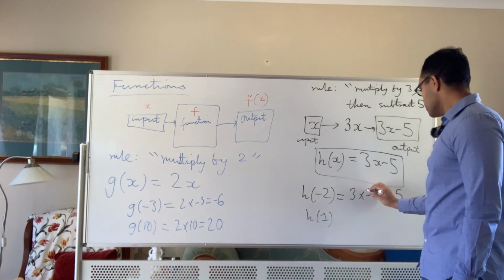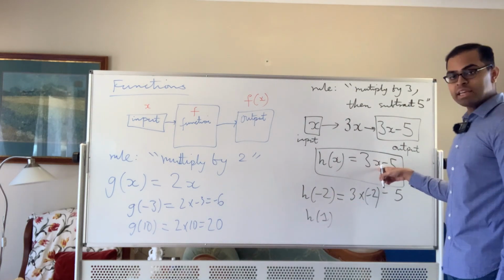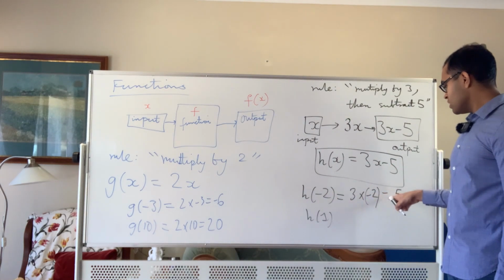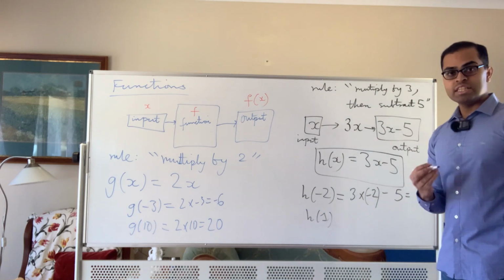5. Okay, so you're literally just plugging in that h of x, the negative 2, becomes x on the right hand side. So 3 times negative 2 minus 5, which is going to be negative 6 minus 5, which is negative 11.